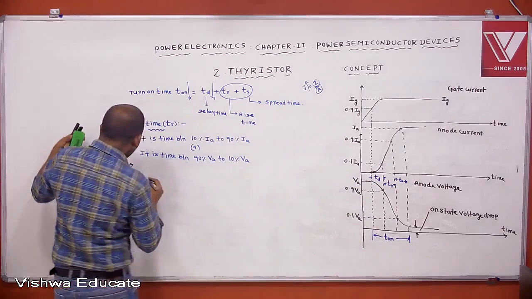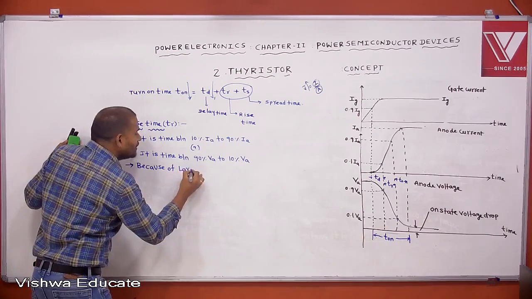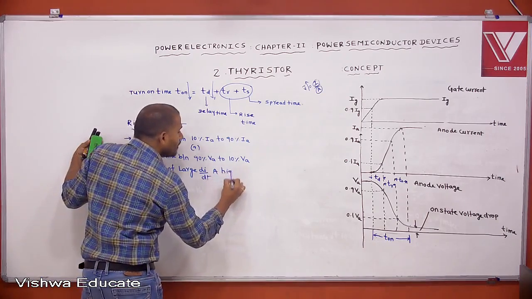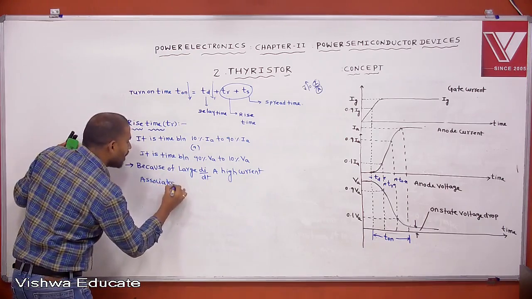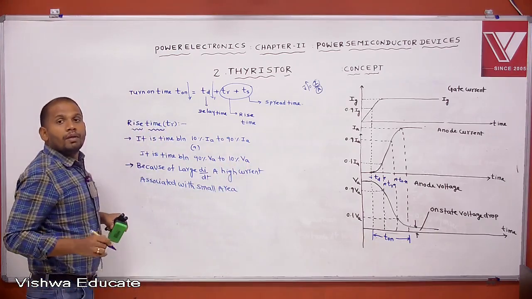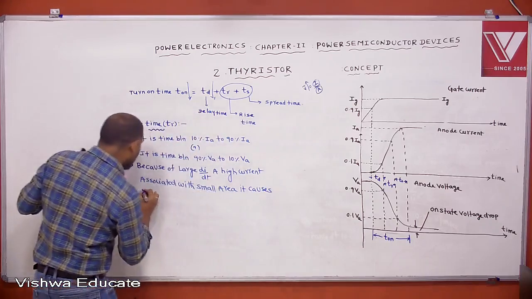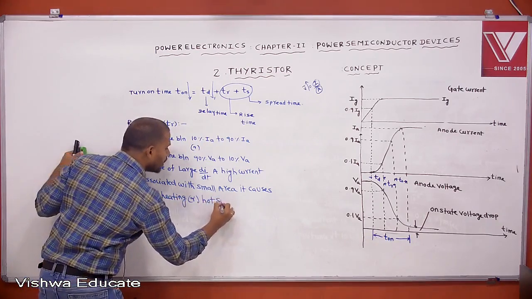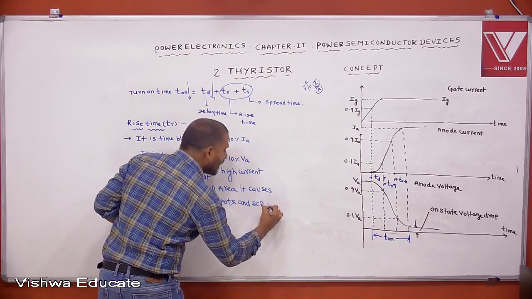Understood? That means, during rise time, because of large di by dt, a high current associated with a small area causes local heating or hotspots, and the SCR may be damaged.